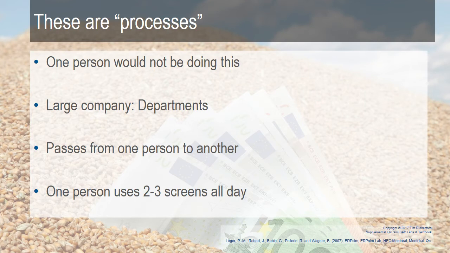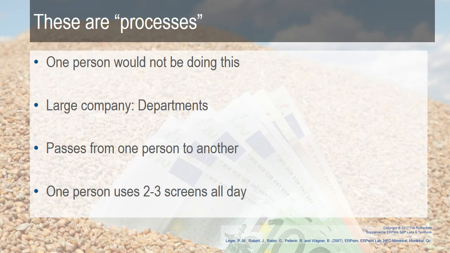One person would not be doing this. One person would not be working from the very beginning of the first lab all the way to the end of the third lab in the real world. So this is not real world, and it is real world all at the same time. A large company would have multiple departments. The process itself, there'd be individual tasks that would pass from one person to another. Just remember, one person would be using maybe 2 or 3 transactions, 2 or 3 screens all day, probably working within one module. So again, keep in mind, this is not designed for students.